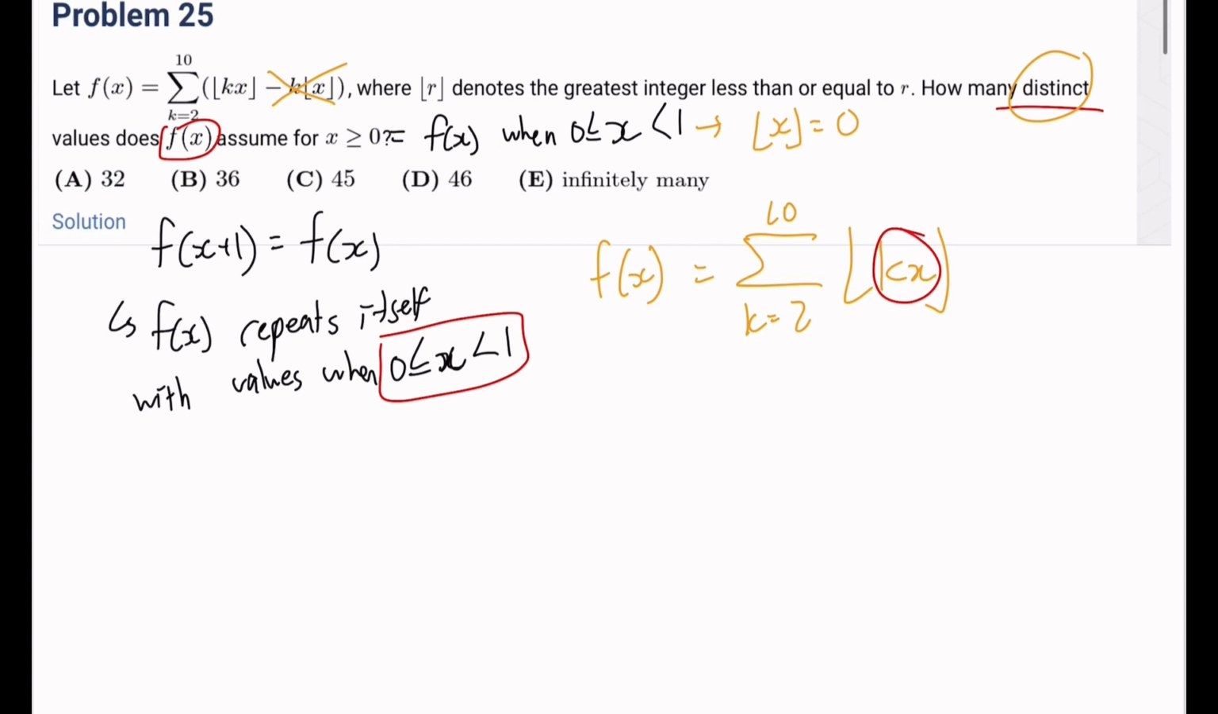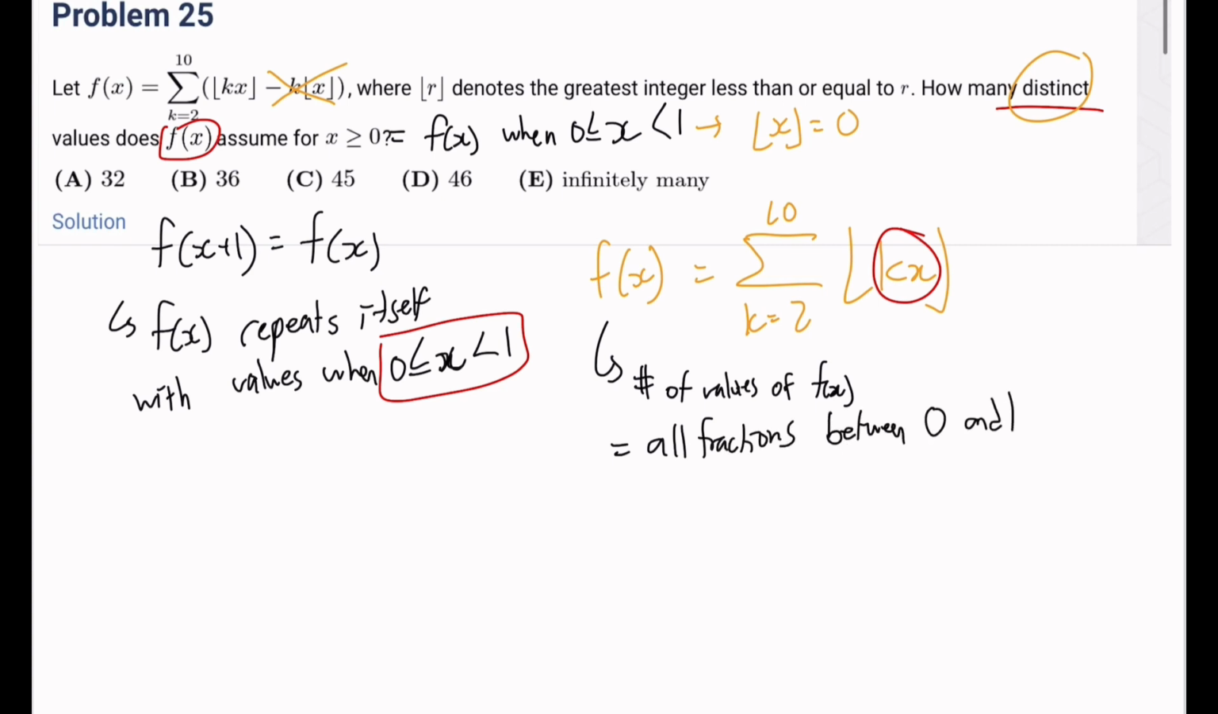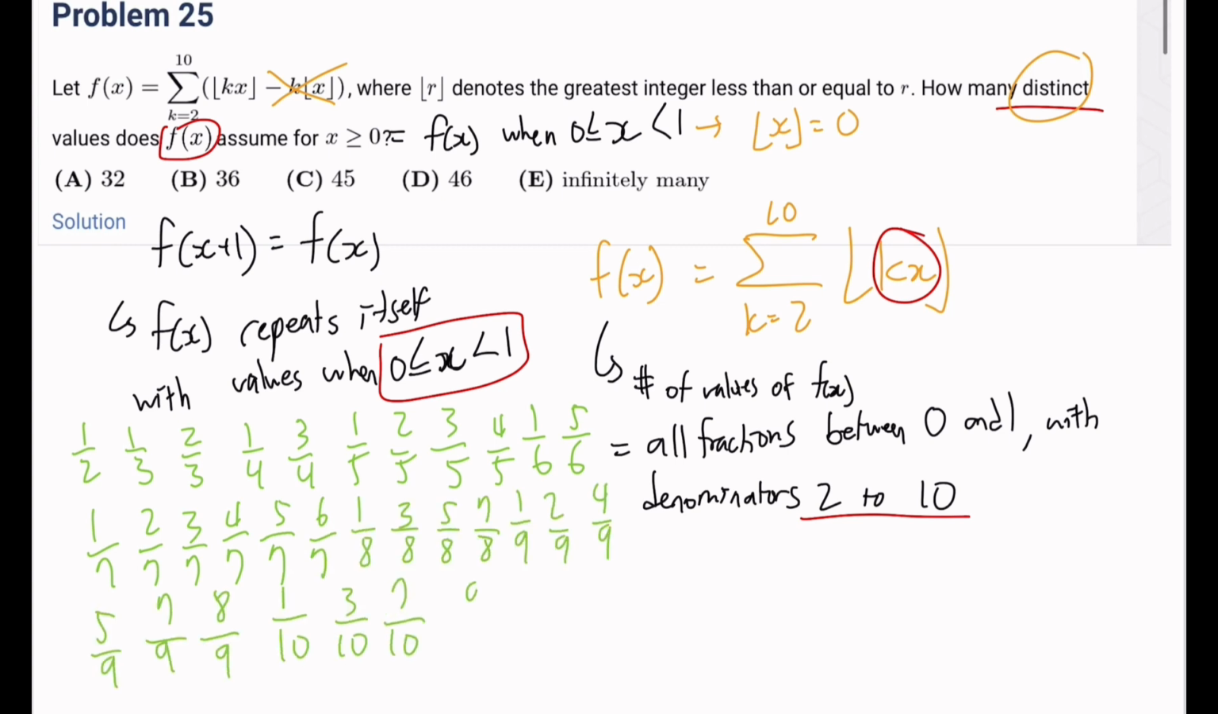And so since k can be all the way from 2 to 10, the number of values of f(x) equals all fractions between 0 and 1 with denominators being 2 to 10, right? And so that will give us first of all 1 over 2, and then so on up to 9 over 10.